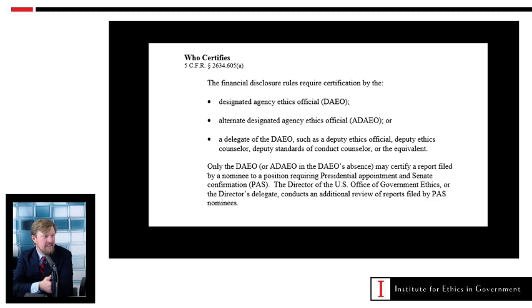So who might be able to certify a report? Well, of course, the designated agency ethics official or the alternate. So if you're the DAEO or the ADAEO, you can certify reports, or anyone to whom the DAEO has delegated the authority to do the same. So if the DAEO says, I think supervisors should be certifying authorities, I think deputy ethics counselors should be certifying authorities, if that person is designated as a certification official by the DAEO, they may certify reports.